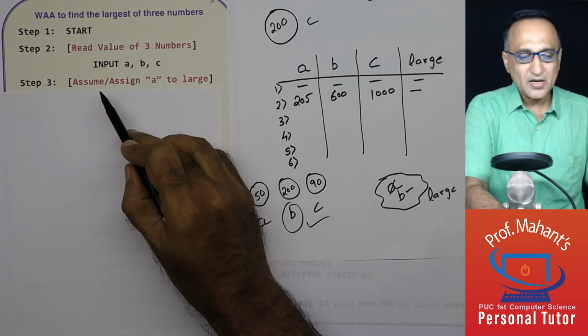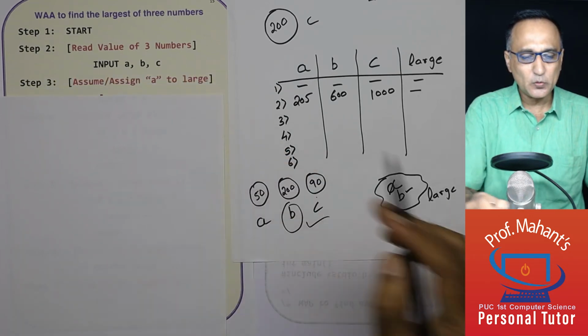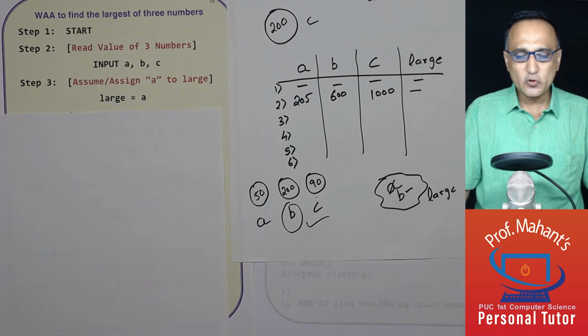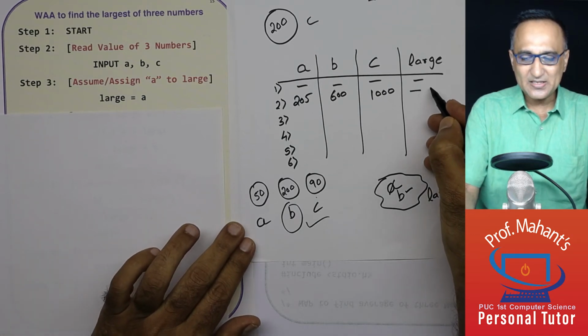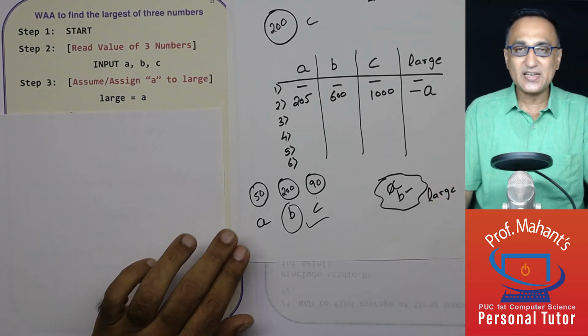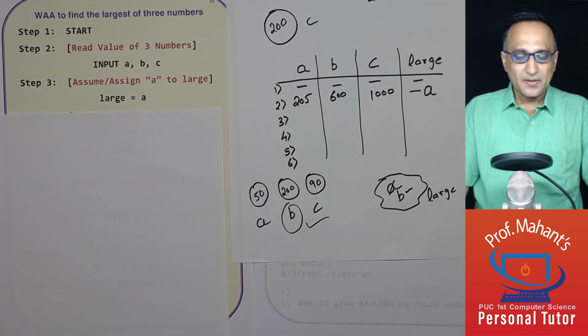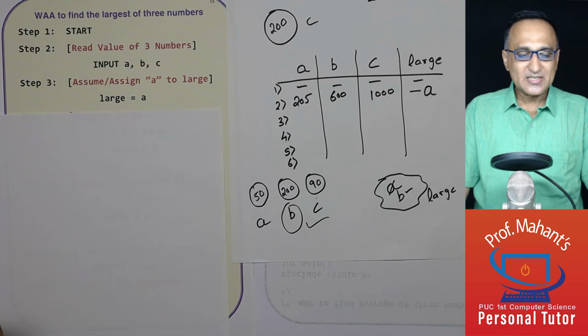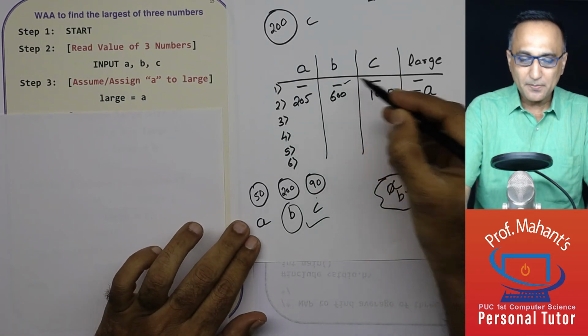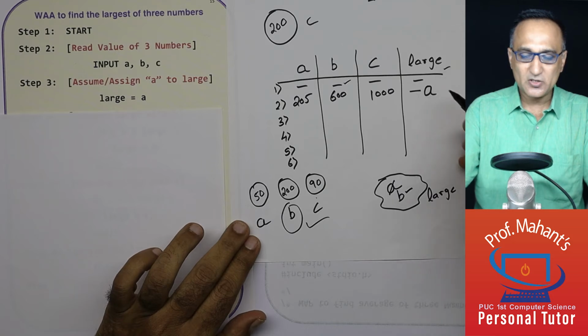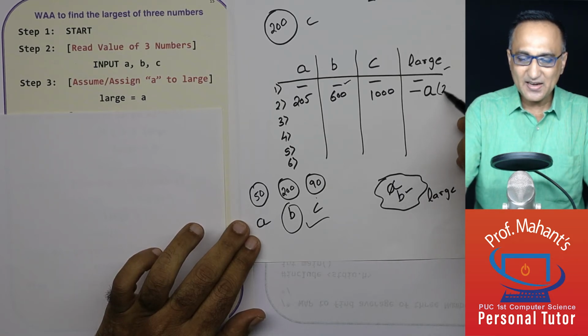So what I am doing, assume or assign A to large. So here I am assuming large is A. So large contains A. It is telling me that A is the largest. Now, what I am going to do here is in the next step 4 and 5, I am going to compare B with large. What does large contain? Large contains A and it contains the value 205.